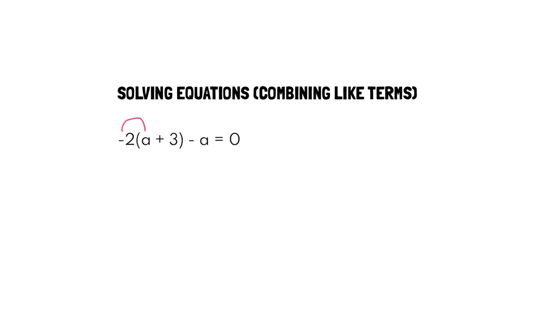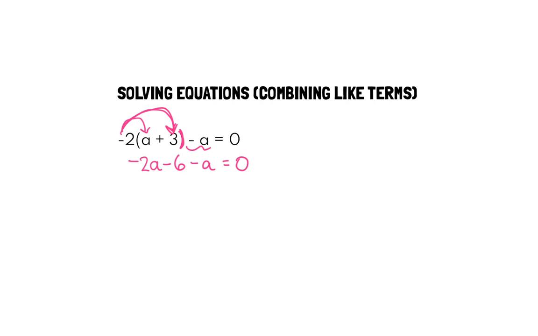It all comes back to PEMDAS, by distributing here. Now I'm going to stop distributing at the 3 because my parentheses end. When the parentheses end, so does your distributing. Negative 2 times a is negative 2a. Negative 2 times positive 3 is negative 6. And then I'm going to bring down minus a equals 0.